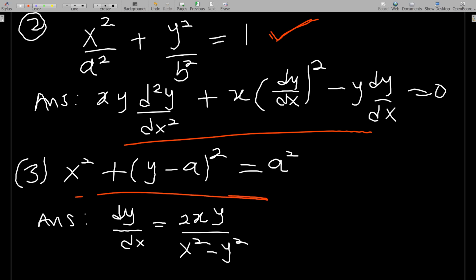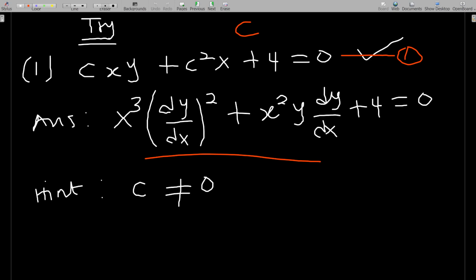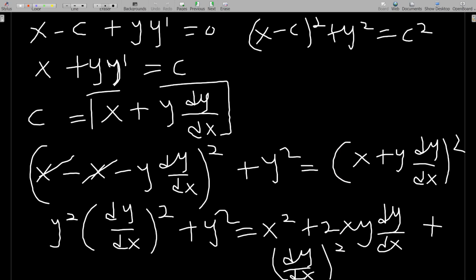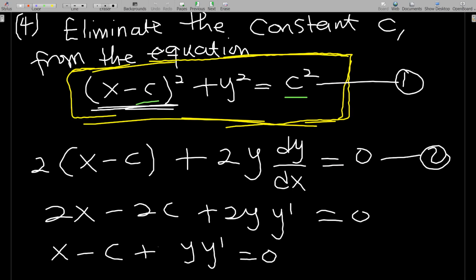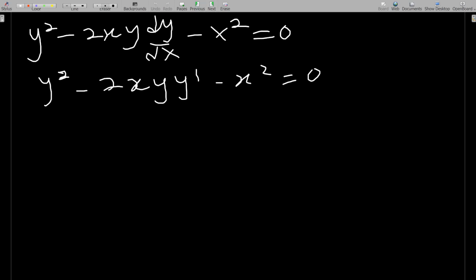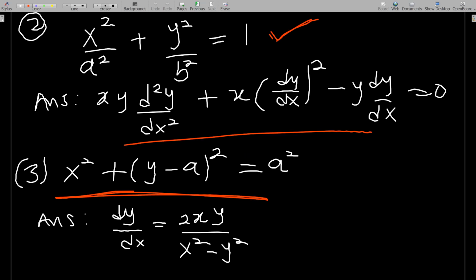And then with the third one, I have x squared plus (y minus a) all squared equals a squared. This I've solved a similar one. This is obviously the same as the question 4. Eliminate the constant. It is the same thing, just that this time around we have the constant appearing at the y part. And we are saying that the solution is this. So you can go through it and kindly make sure that you have these corresponding answers as your answer.